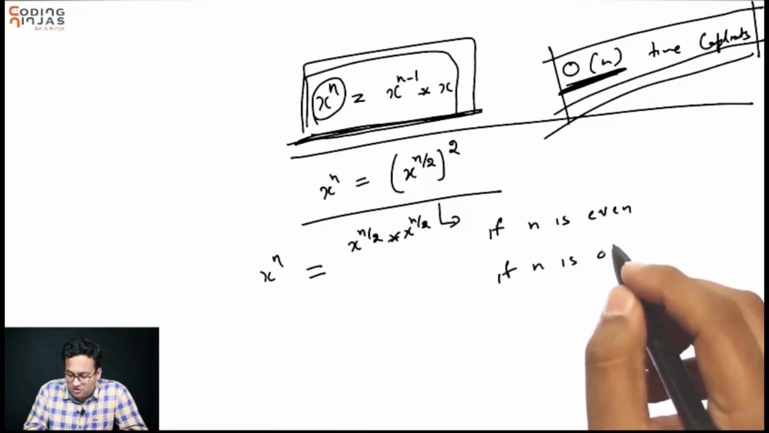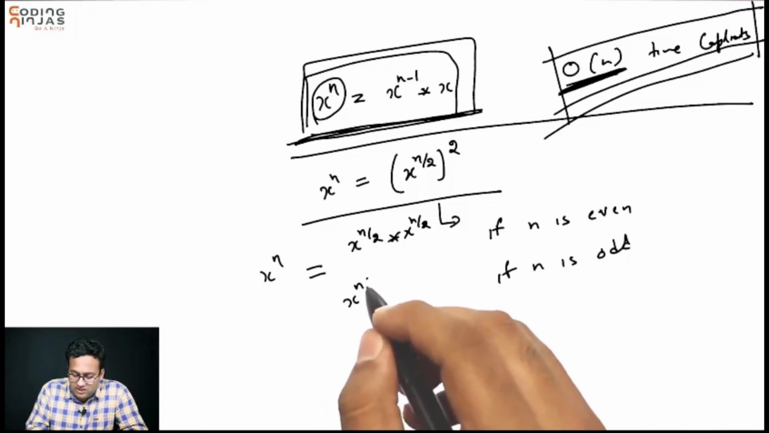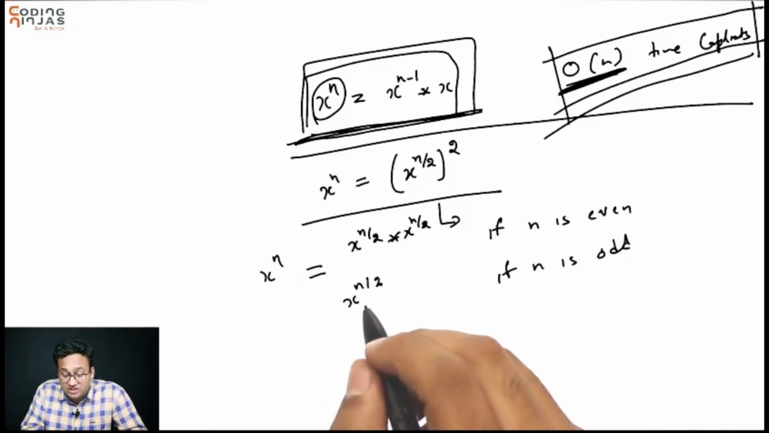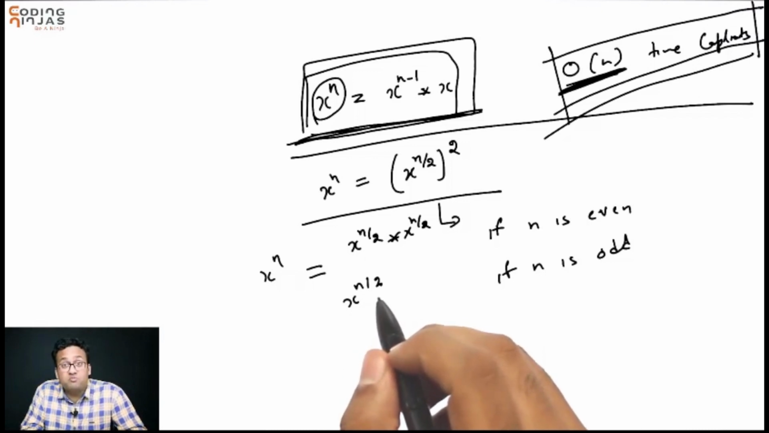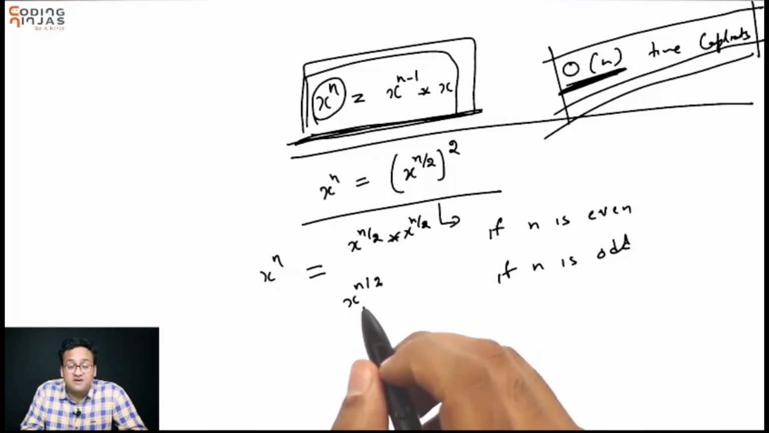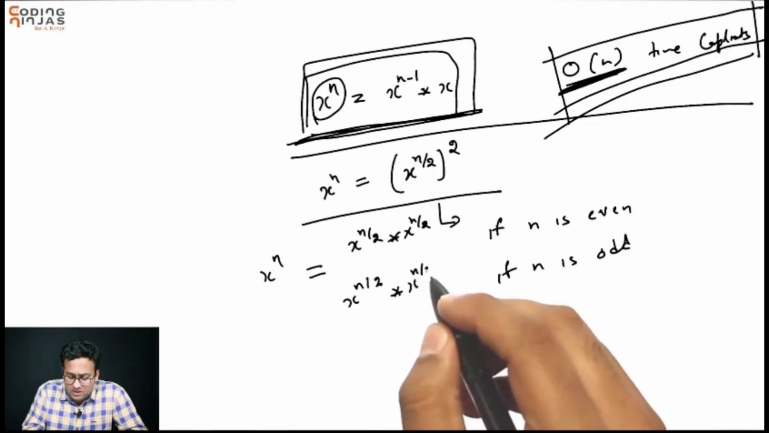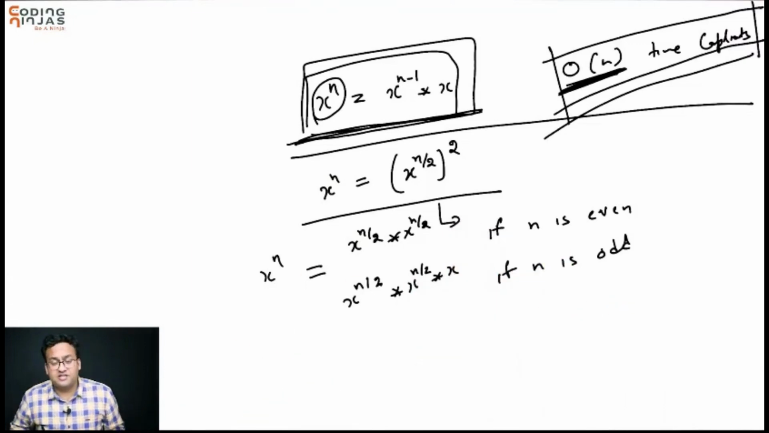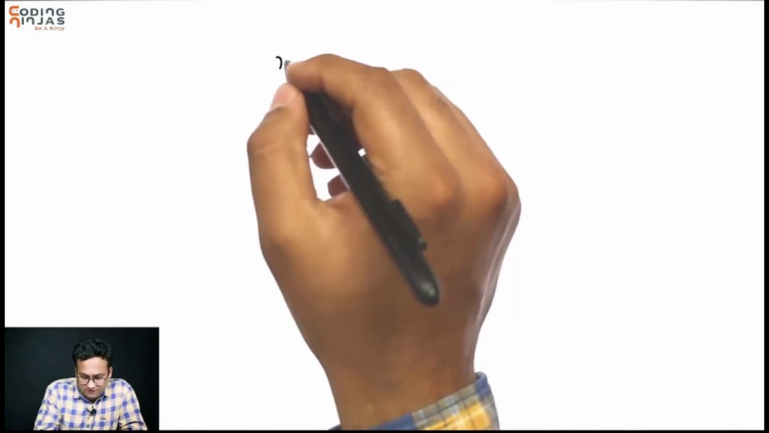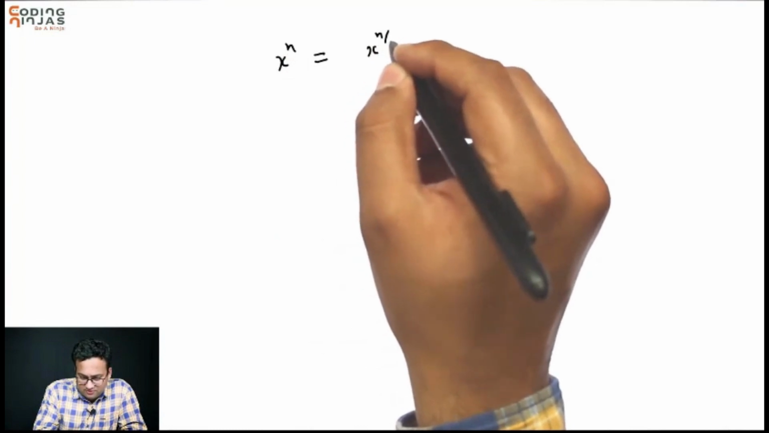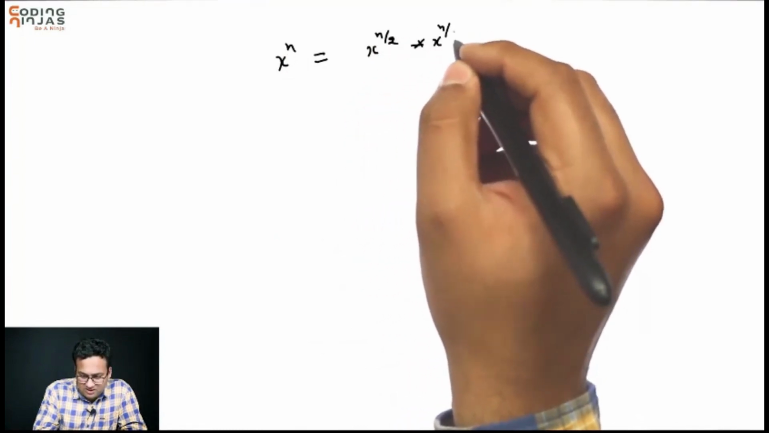If n is odd, then let's do the integer division. This is the integer division. So n by 2 will not give me 0.5. So if n is 5, 5 by 2 will be 2, not 2.5. I'm assuming that. And then I can do another multiplication with x. Something like this. Now, why is this better? Let's see. So for now, let's just focus on this part. So that's something that you are trying to say.